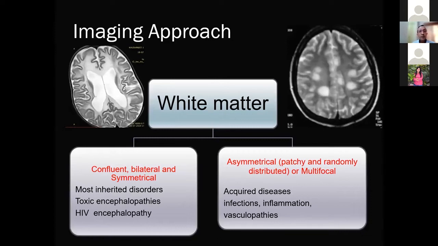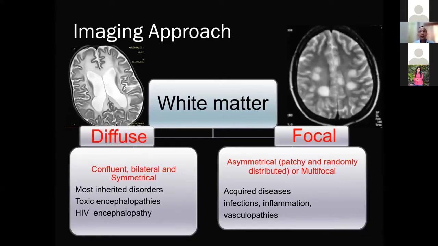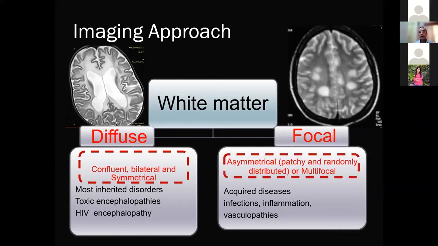After this brief overview, I will be mainly discussing the imaging approach to white matter. First and foremost, in a pediatric patient, divide the white matter pathologies into a diffuse or a focal pattern. In diffuse, look whether they are confluent, bilateral or symmetrical, and this type of pattern is seen in most inherited disorders, the leukodystrophies. Other differentials include toxic encephalopathies or the HIV encephalopathy.